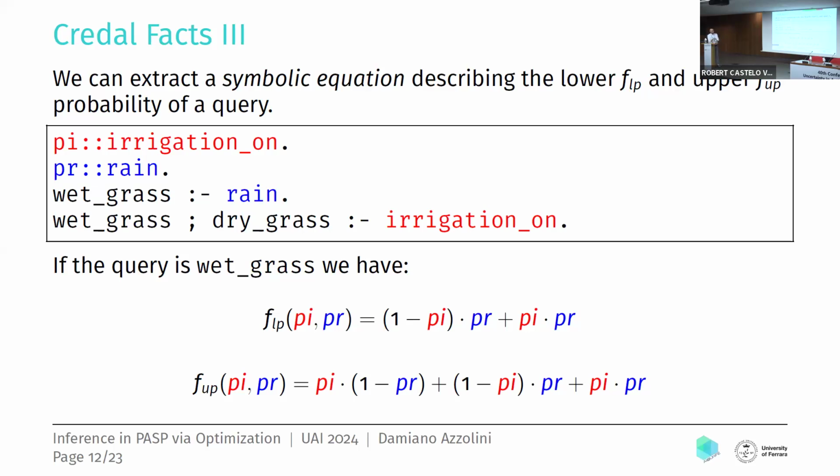If you look closely at this expression, let's try to expand it. 1 minus PI times PR plus PI PR, we get PR minus PI PR plus PI PR. This can be simplified, and only PR is left. This will be needed later.